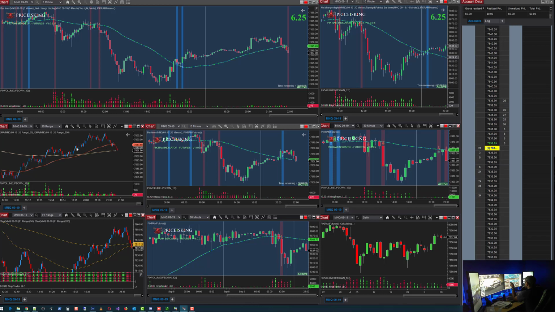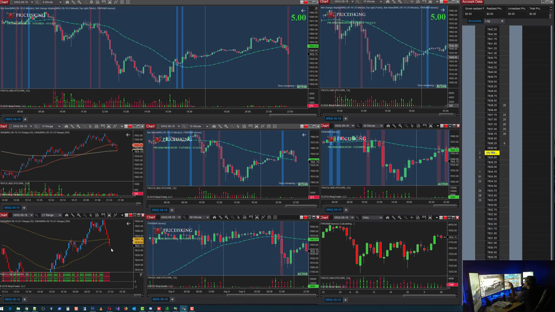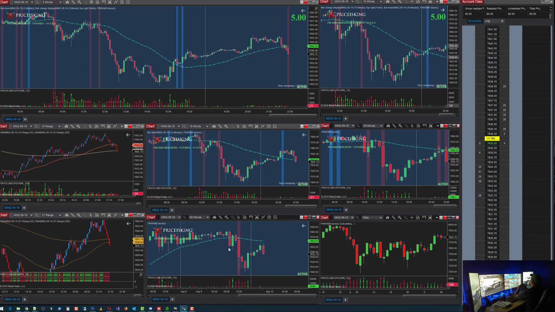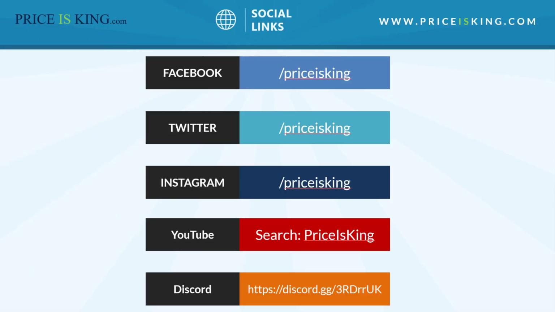Inside, don't trade. Look at the 21 range. If you're trading the 21 range, boom, right here, boom, right there. All right, so this is what the update is for today on the macros.